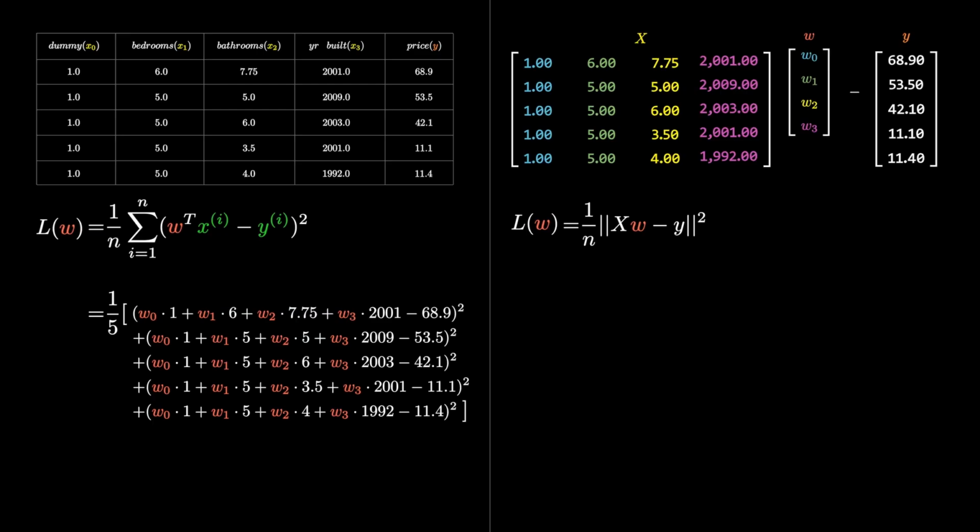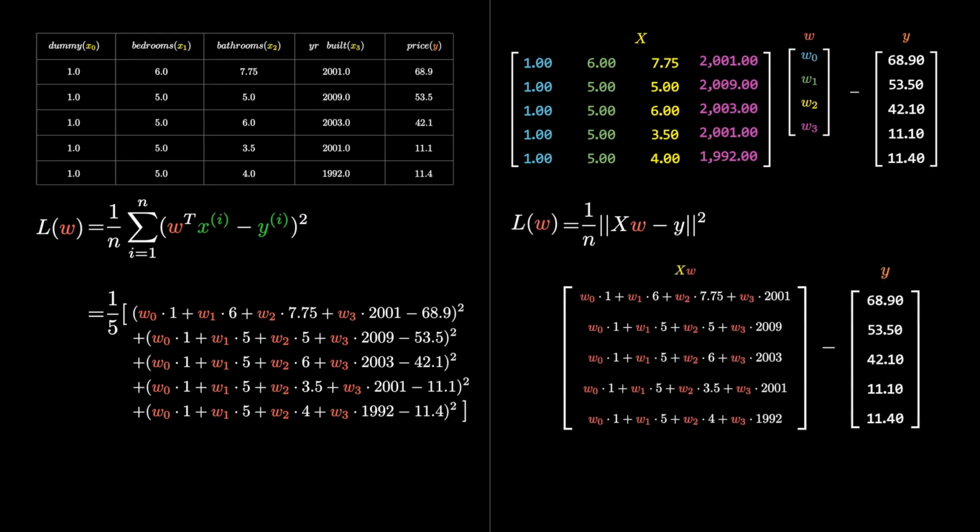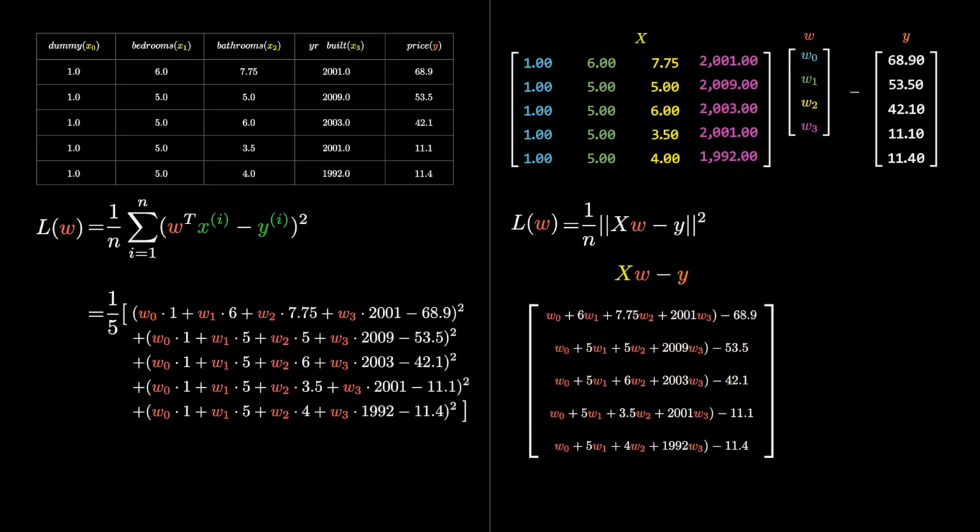Now let's look at the matrix notation on the right. We multiply the X matrix by the W vector. Matrix vector multiplication works like this arrow here, row by row. If we continue that process, the result of XW looks like this. Now we subtract the Y vector. So the expression becomes XW minus Y. Each element of that vector corresponds exactly to the term W transpose X minus Y on the left-hand side.